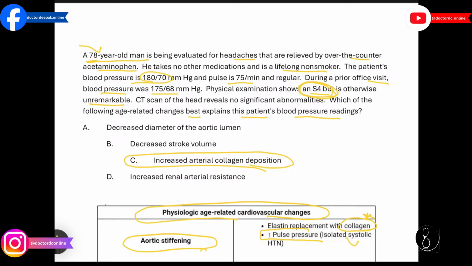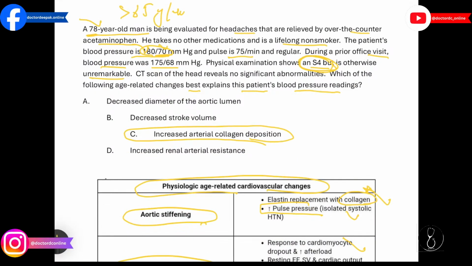Aging is associated with increased aortic stiffness caused by endothelial dysfunction and changes in extracellular matrix composition, that is, a replacement of elastin with collagen. You guys already know all these things. This is the main concern.